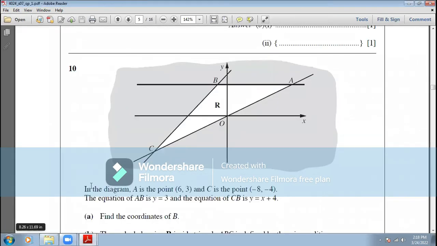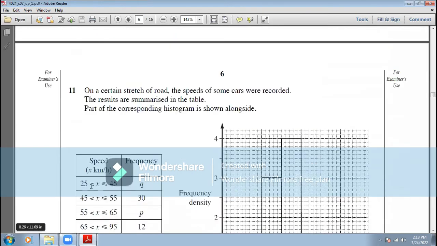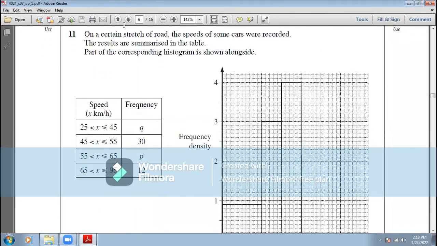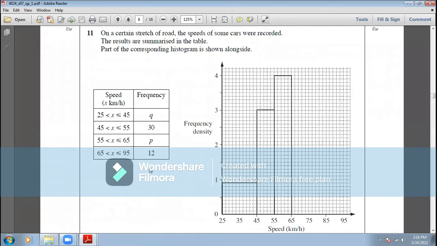Okay, so we are going to the next question. The next question is question number 11, and this is about the frequency density, a histogram question. Here we go. It says, on a certain stretch of road, the speeds of some cars were recorded. The results are summarized in the table. Part of the corresponding histogram is shown alongside.